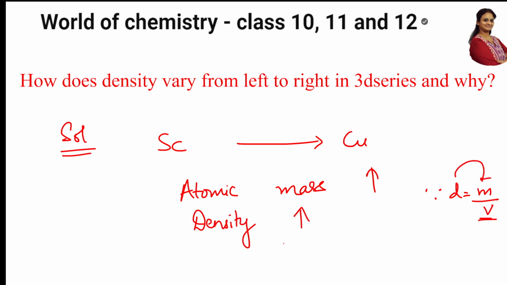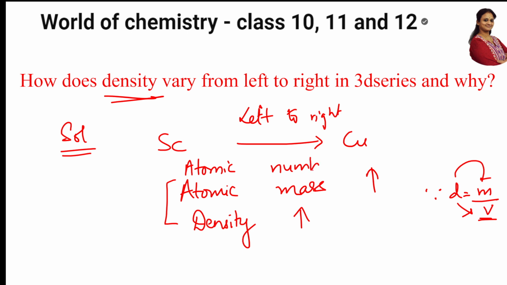When density increases, what will happen to the volume? Density increases as atomic mass increases, and because atomic mass increases more, these two will increase. Compared to that, atomic volume will be reduced. They are not asking about atomic volume, they are asking about density, so I wrote only that. So left to right, atomic number increases, atomic mass increases, density also. Perfect. Next question.